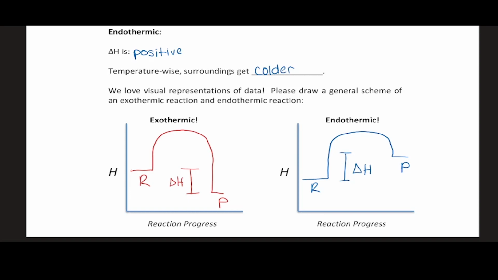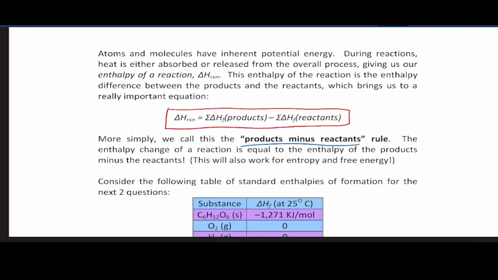Alright, back to chemistry. So, why don't we move on to actually applying this in math and understanding how negative and positive enthalpies relate back to reactions? So, in order to calculate the enthalpy of a reaction, we like to use this products minus reactants rule where we take the enthalpies of formation, where we take the summation of the enthalpies of formation for the products minus the summation of the enthalpies of formation for the reactants. This just means we're going to add the enthalpies of formation of our products and then subtract that from the added enthalpies of formation of our reactants.